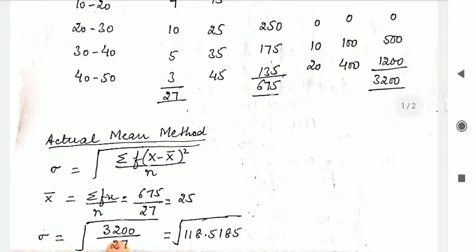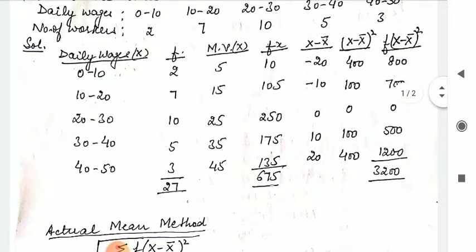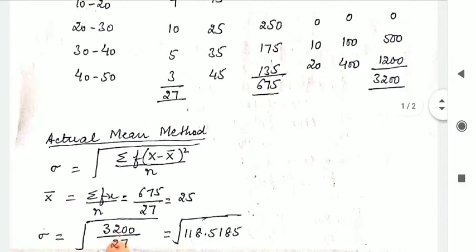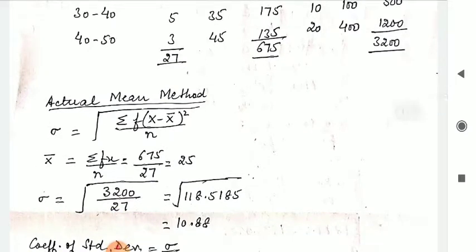Now we see again the formula of standard deviation. We need frequency into x minus x bar whole square. So we will be making the next column, that is frequency into x minus x bar whole square. We are going to multiply these two columns and we get 800, 700, 0, 500, 1200 and this total comes out to be 3200. Now we put the values in the formula of standard deviation.